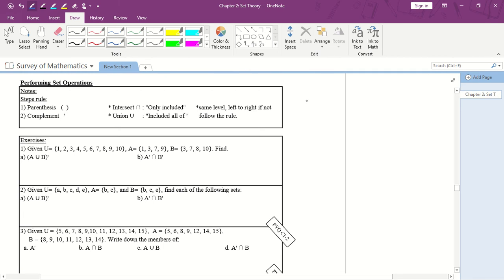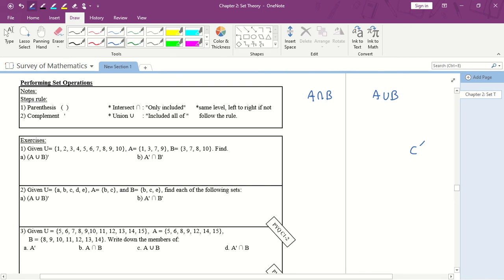From what we have learned in Part 1 to Part 4, usually we learn that A intersect B is equal to what? Or maybe A union B is equal to what? Or maybe C prime is equal to what? However, in Part 5 here, performing set operations will combine those things.